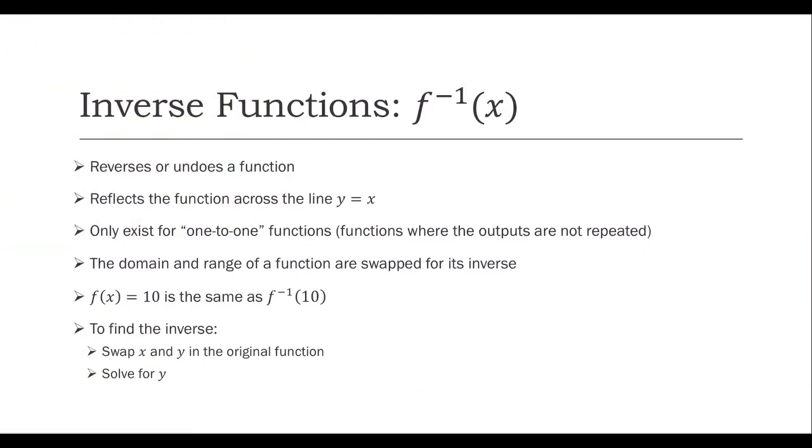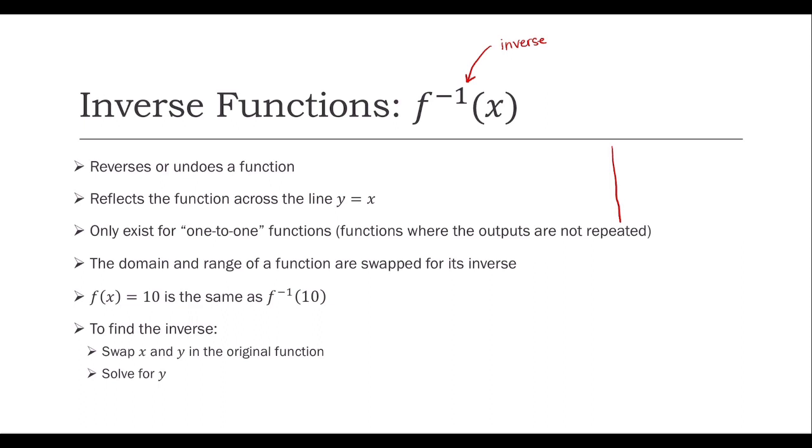Then we have inverse functions. So those are written as f to the -1, so that's your inverse of x. So an inverse function reverses or undoes a function, and it reflects it across the line y equals x. An inverse function only exists for one-to-one functions, so functions where the outputs are not repeated.